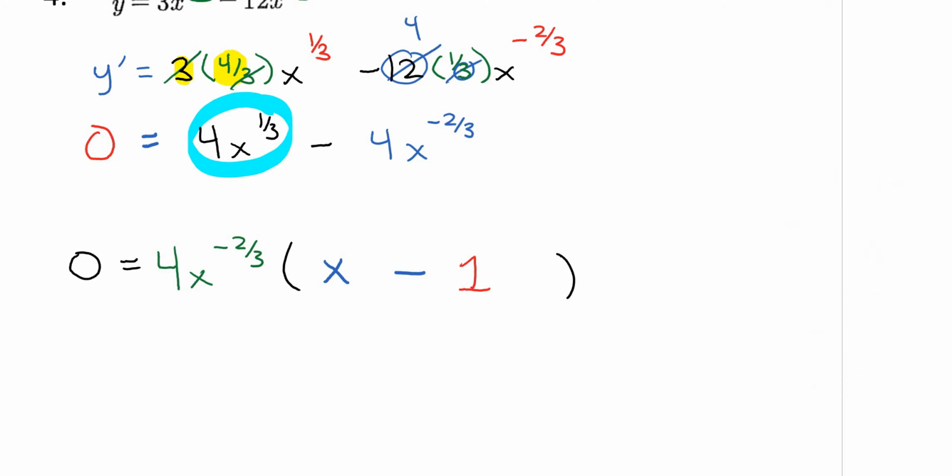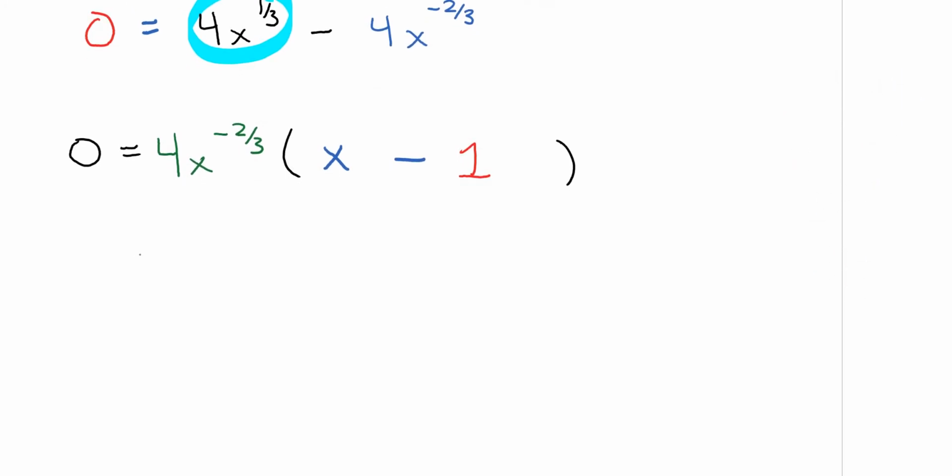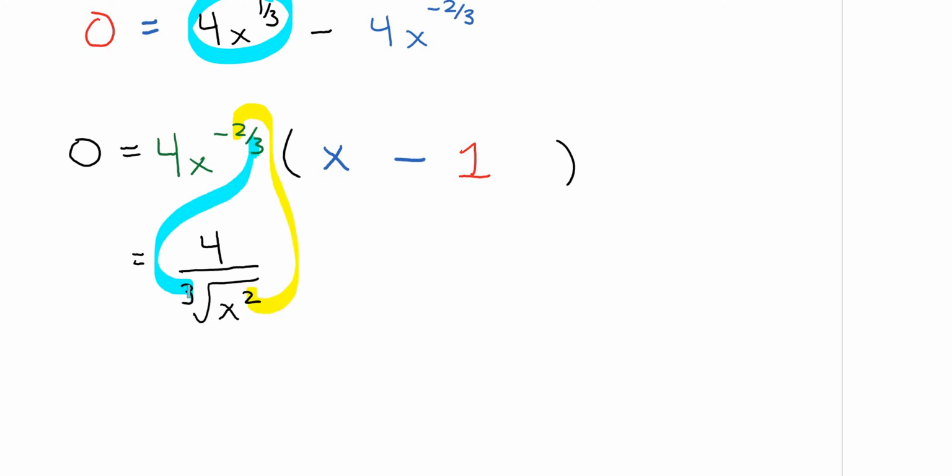And once you divide like that, then it's very easy to set this equal to 0, or it should be a little bit easier. But one more thing I'm going to do right here is I'm going to take this expression right here, and I'm going to rewrite that in terms of a radical. So this is 4 over the cube root of x squared. Okay, so let me just erase this right there. So this 2 right here is that 2 right there, and this 3 is that 3 right there. And then I have this bracket of x minus 1 here to finish off.